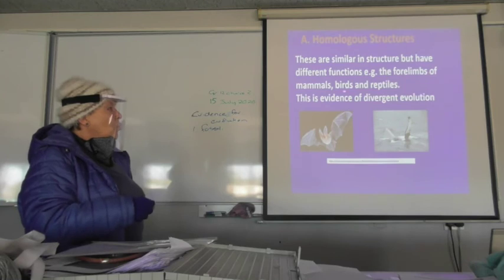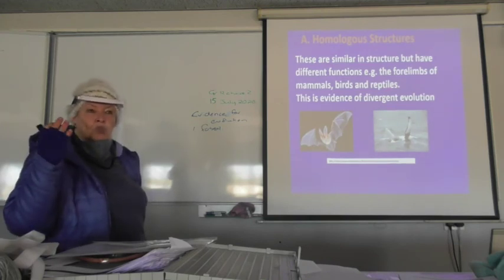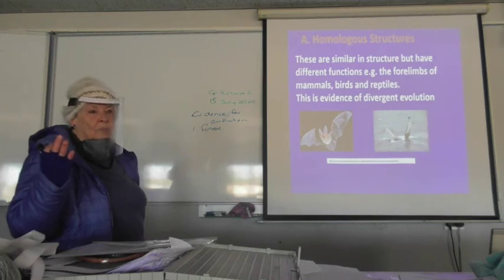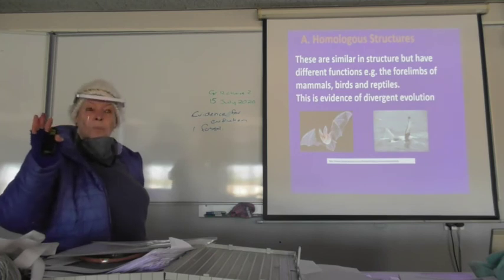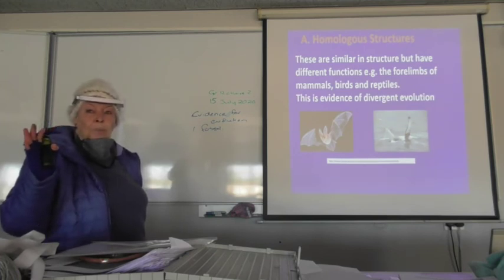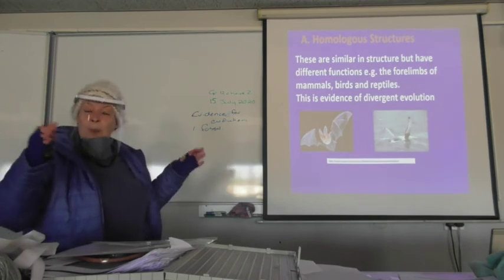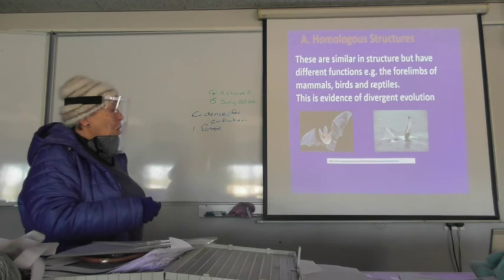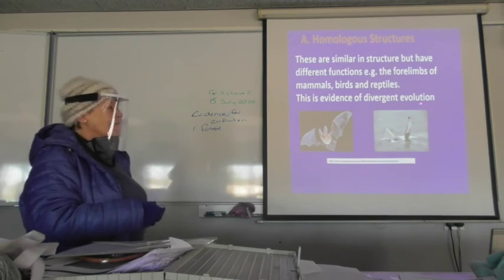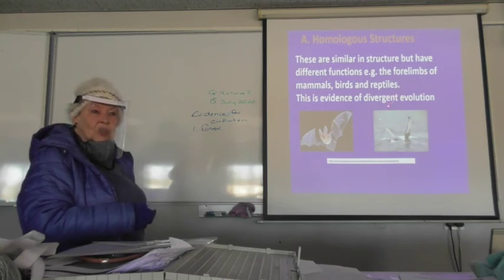And an example is the forelimbs of mammals, birds, and reptiles. Mammals, birds, and reptiles have got exactly the same structure to their forelimbs. So your arm is the same as a chicken wing. And your arm is the same as a whale's flipper. Okay. So, this is evidence of what is called, new word, divergent evolution, which is the same as adaptive radiation.